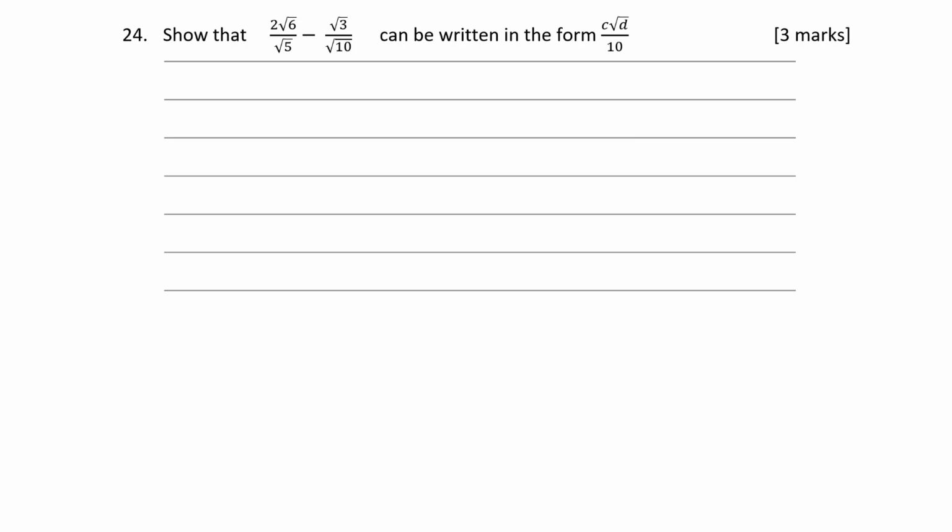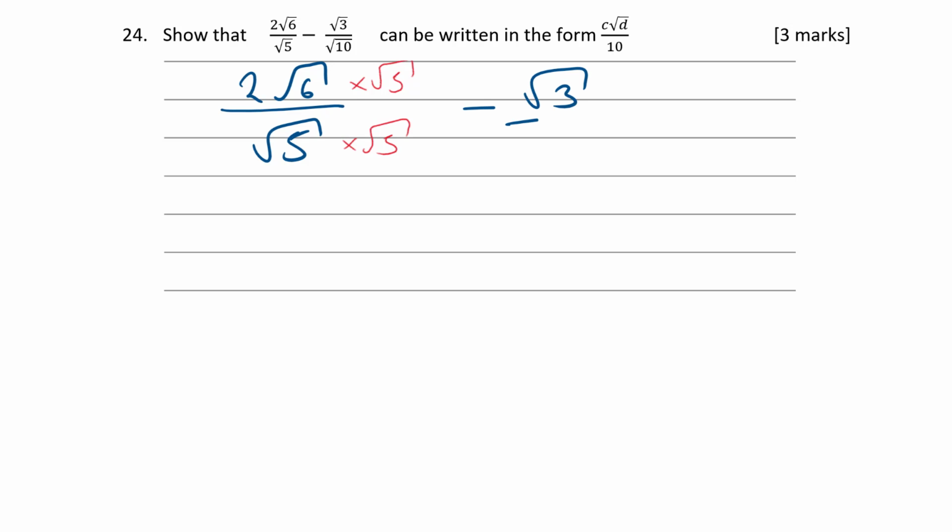So let's try and rationalize our denominators first and see what we've got. I'm going to get rid of the surd parts of each of these fractions and then reassess. So 2 root 6 over root 5, I can rationalize this denominator by multiplying top and bottom by root 5. And I'm going to be subtracting root 3 over root 10. And again, I can get rid of the irrational part by multiplying top and bottom by root 10. Okay, so let's do that and see what we get.